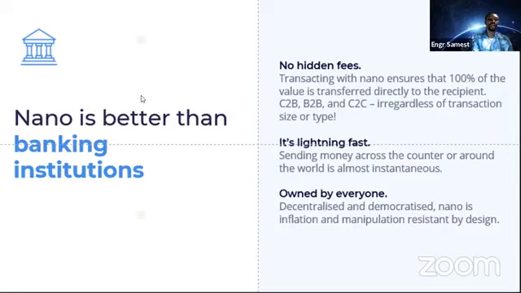It's lightning fast. It's fast when you send money. When I send Nano to you now, within a few seconds, you get the Nano in your wallet, owned by everyone. This is decentralized and democratized. Nano is inflation and manipulation resistant by design. So there is nothing like manipulation. It is decentralized. It is owned by everyone.